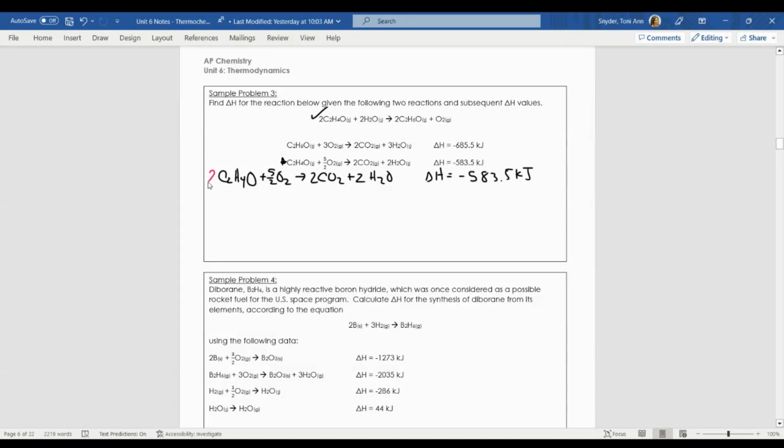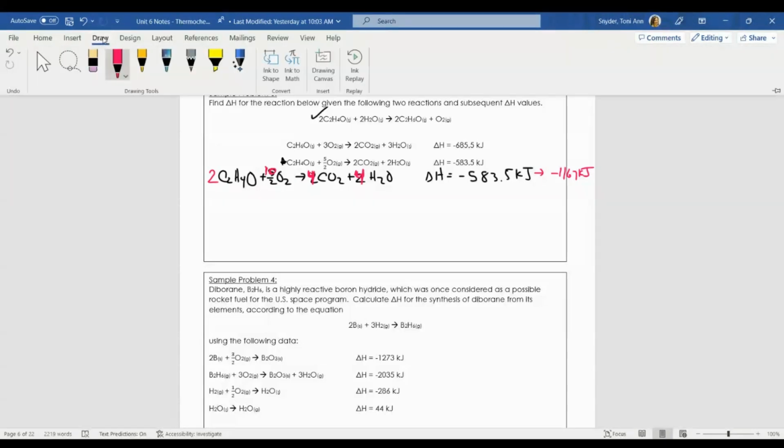So this would be 2 C2H4O. This would be 10 over 2, which gives me 5. This would be 4. And this would also be 4. What is that going to do to my value for delta H? It is going to double. So negative 583 times 2 is going to give me negative 1167 kilojoules. So I multiplied that delta H by 2 because I multiplied all of these coefficients by 2.